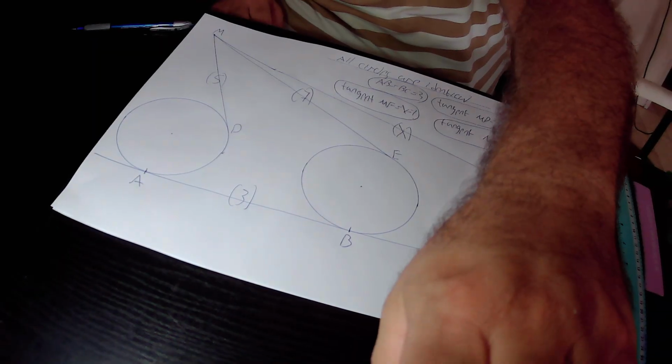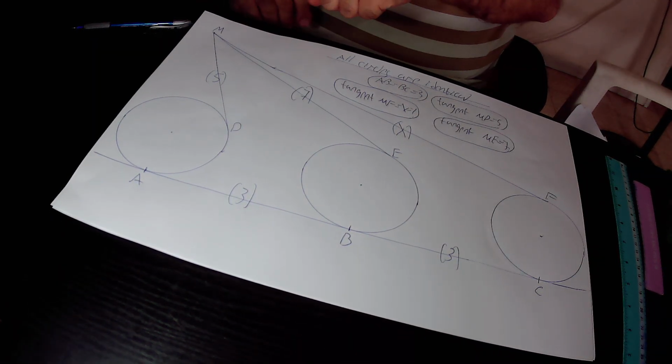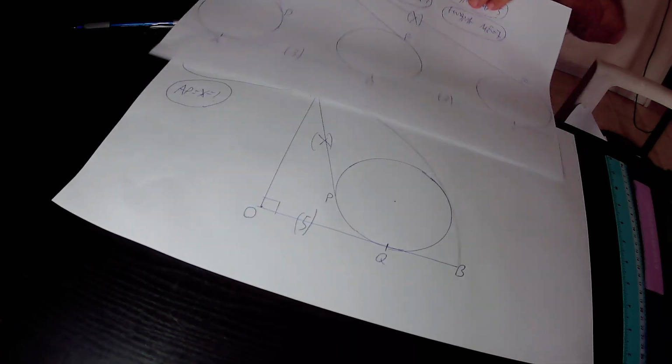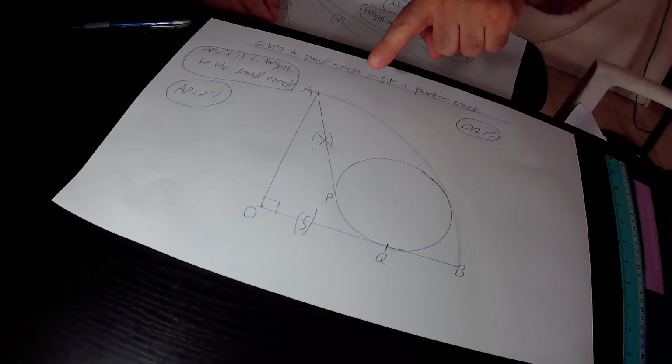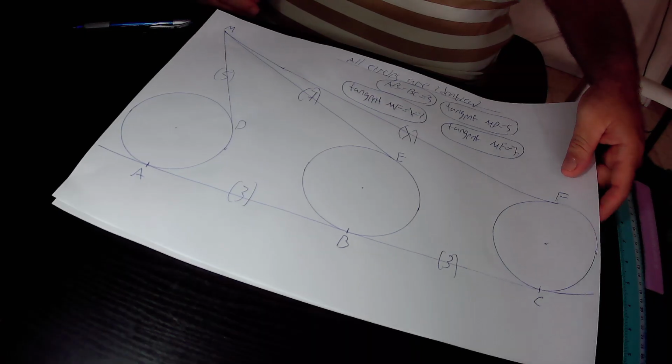And now in this lecture we'll answer two questions. In the first question, we find out the length of this tangent MF, which is equal to x. And in the second question, we find out the length of this tangent AP, that is also equal to x. So we start with the first question.